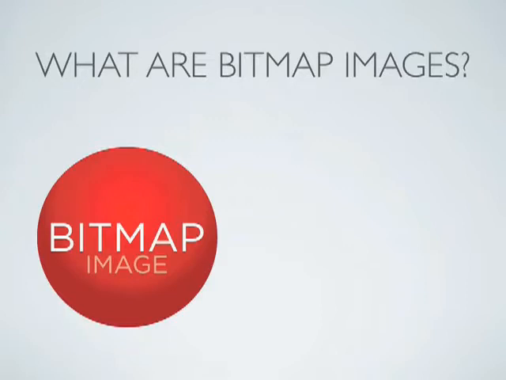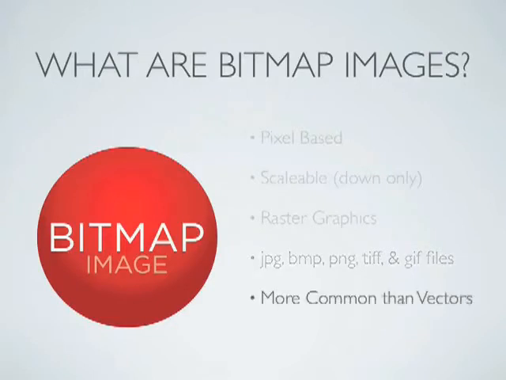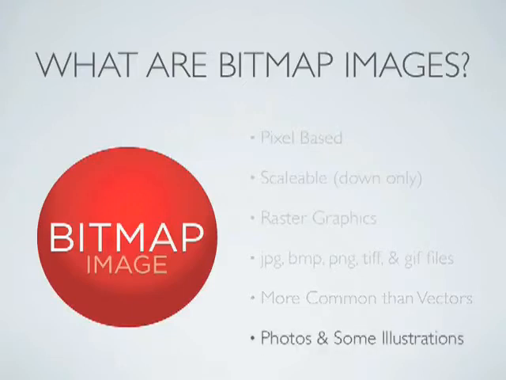Bitmap images can be scaled down, but not up. Bitmap images are also known as raster graphics. Common bitmap files include JPEG, BMP, PNG, TIFF, and GIF files. Bitmap images are much more common than vectors. Bitmaps are typically easy to recognize as photos and sometimes illustrations.